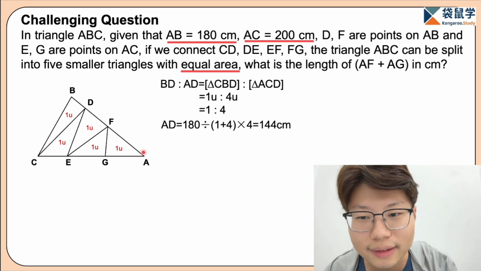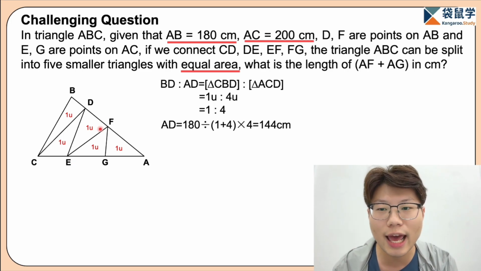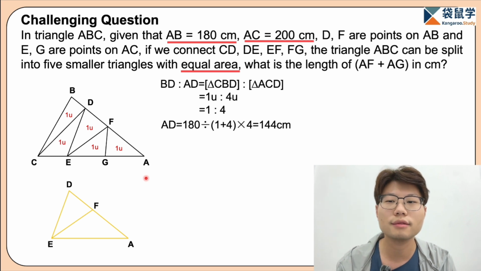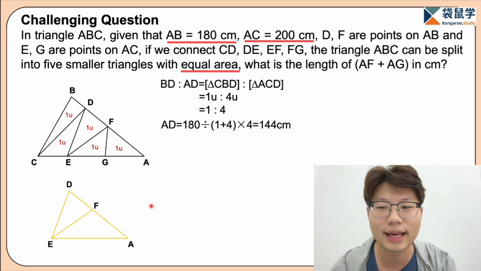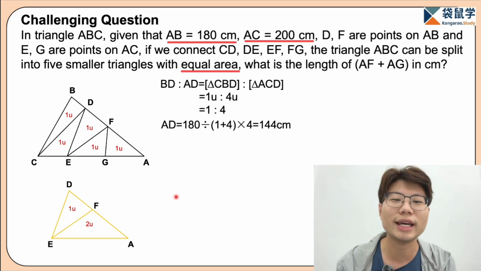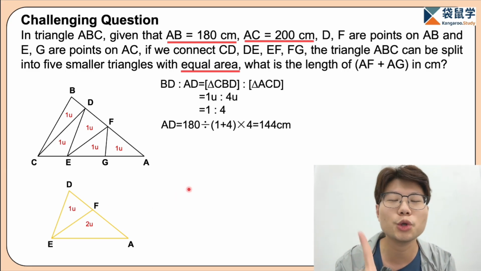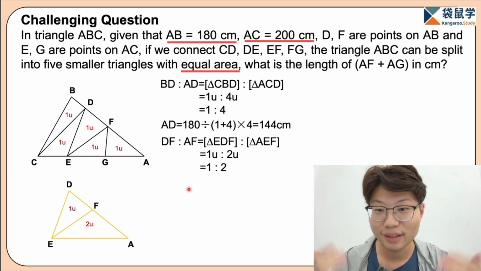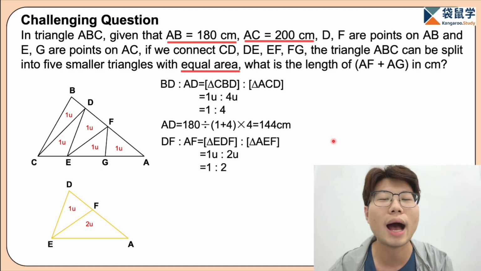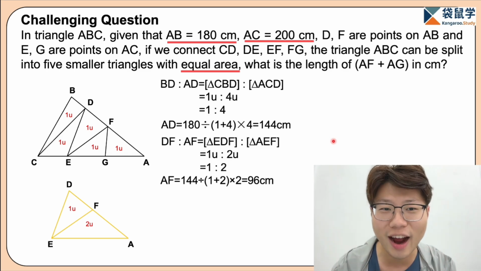So we can also find that the length AF is on the side AD. And we can find that EF divides this triangle AED into 2 parts. What is the area of triangle DEF? It's 1 unit. How about the area of triangle AEF? It's 2 units. Then can we get the ratio of DF to AF now? It's 1U to 2U, which is 1 to 2. Then can we get the length of AF now? It's 144 centimeters divided by 1 plus 2 and times 2, which is 96 centimeters. We already found the length of AF.